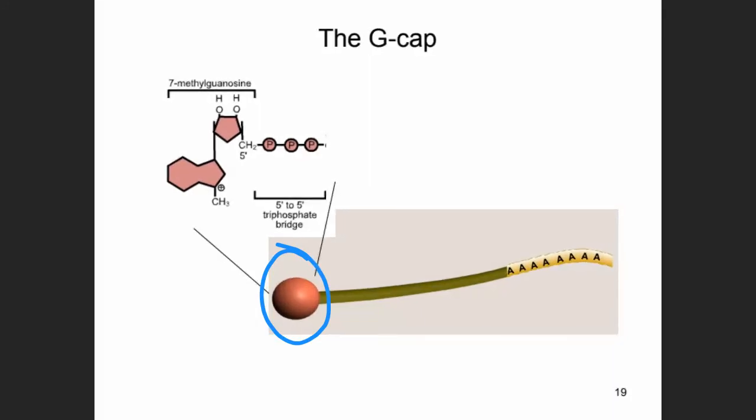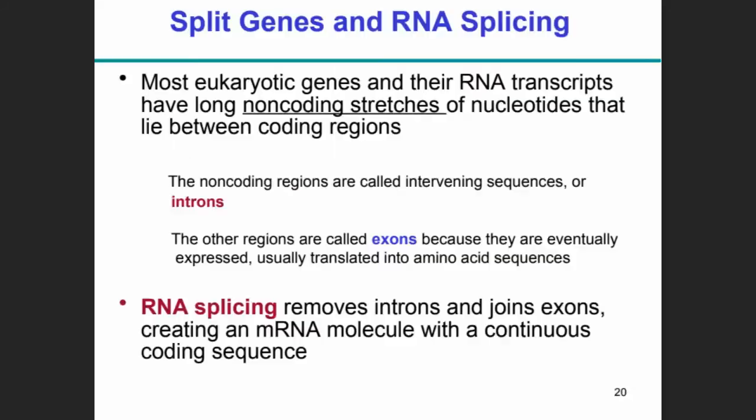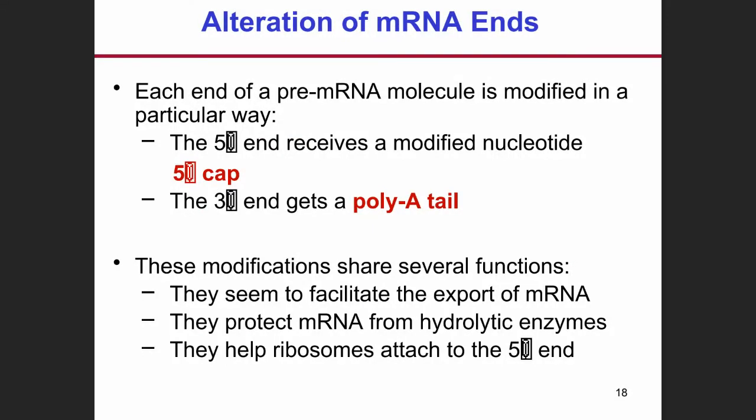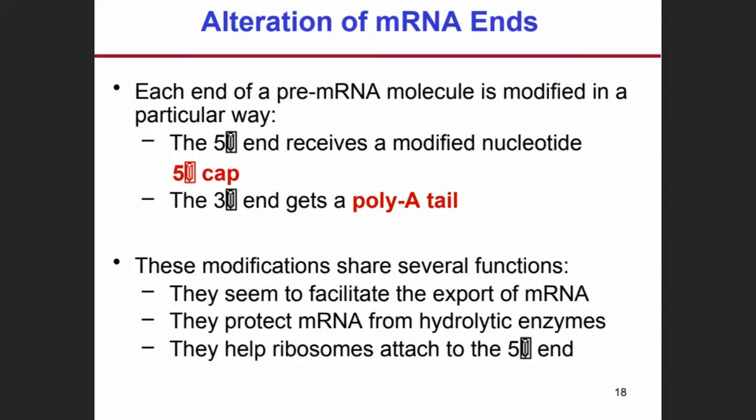So here I am now. I have a 5' cap that will be recognized by the ribosome, and I have a tail. With this modification, the RNA is able to cross the nuclear envelope because of the poly-A tail, the AAAA at the 3' end. The 5' cap will be recognized by the ribosome, so it can bind to it. And also, he will be protected from the hydrolytic enzymes that exist in the cytoplasm. They will not attack it, because it's a stranger coming into their environment, the cytoplasm. He came from another environment, the nuclear environment, and is not attacked.